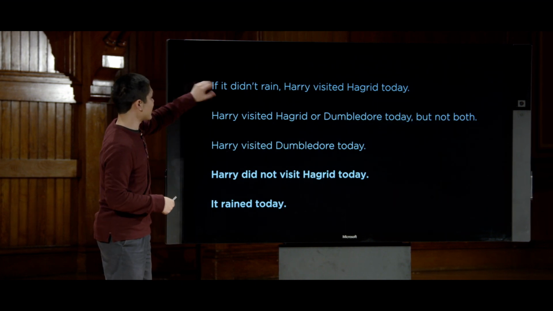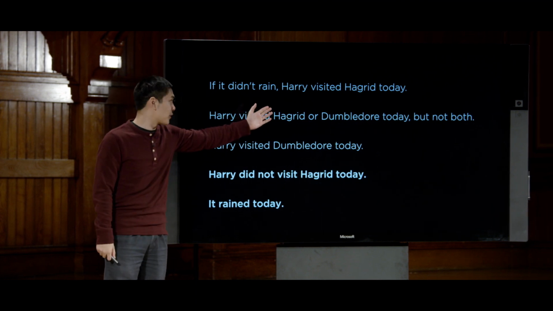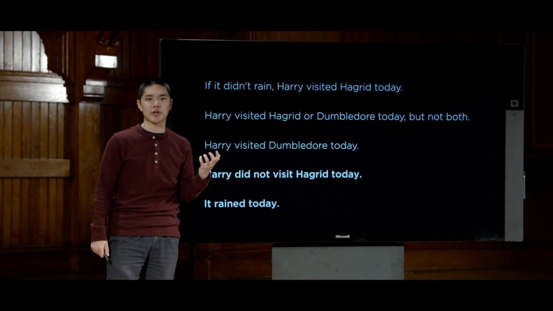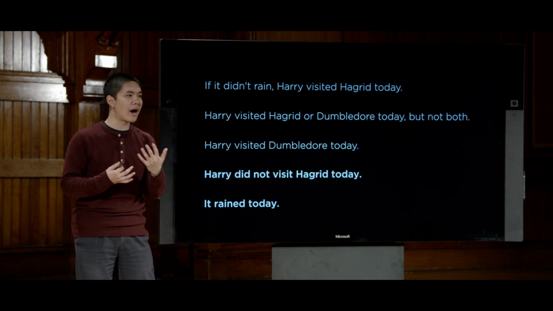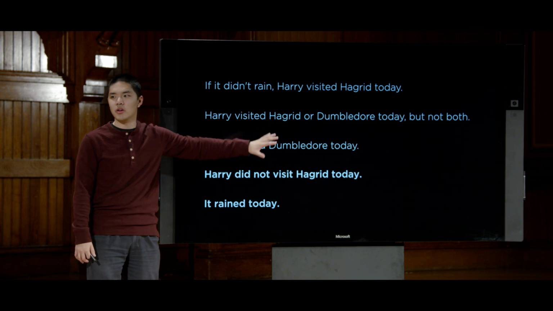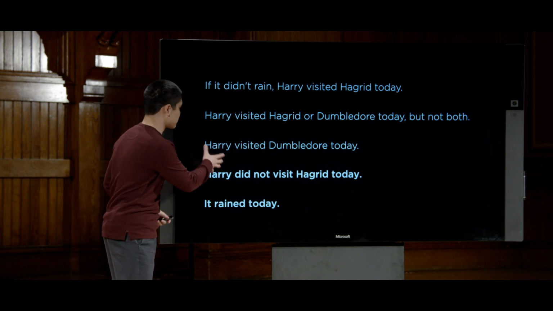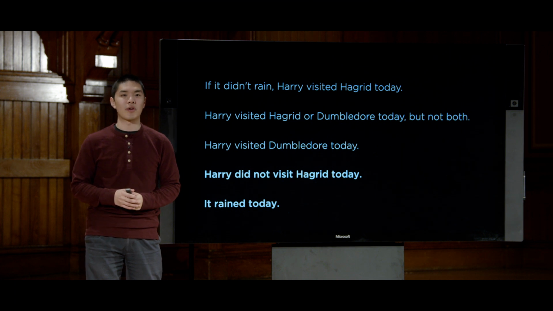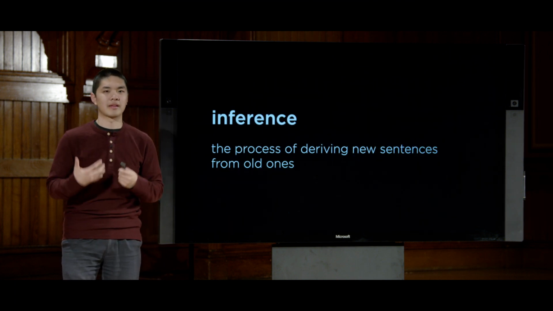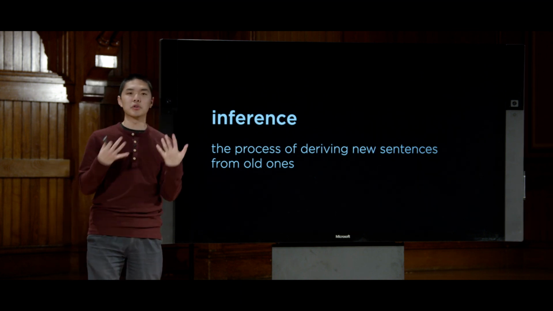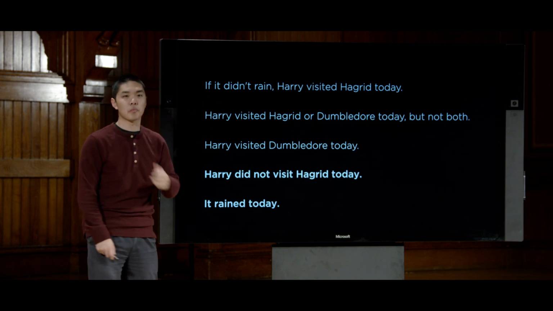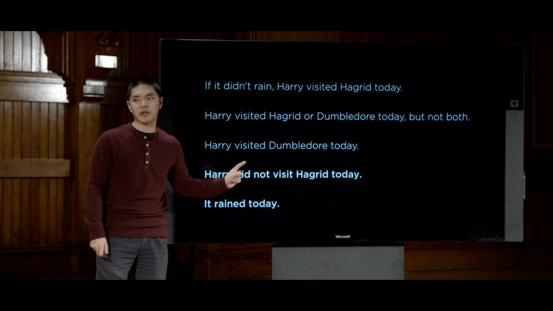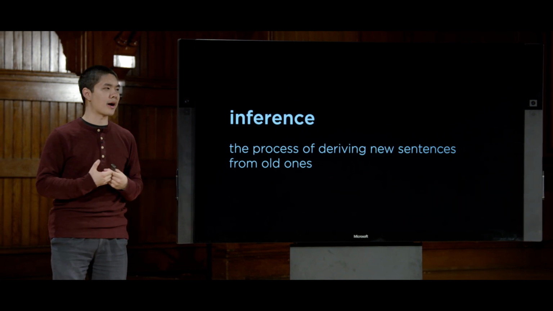We want our AI to be able to take these three sentences: if it didn't rain, Harry visited Hagrid; Harry visited Hagrid or Dumbledore, but not both; and Harry visited Dumbledore. Just using that information, we'd like our AI to infer that, using these three sentences inside of a knowledge base, we can draw some conclusions. In particular, we can conclude that 1, Harry did not visit Hagrid today, and we can draw the entailment 2, that it did, in fact, rain today. This process is known as inference, and that's what we're going to be focusing on today: this process of deriving new sentences from old ones. I give you these three sentences, you put them in the knowledge base inside the AI, and the AI is able to use some sort of inference algorithm to figure out that these two sentences must also be true. And that is how we define inference.